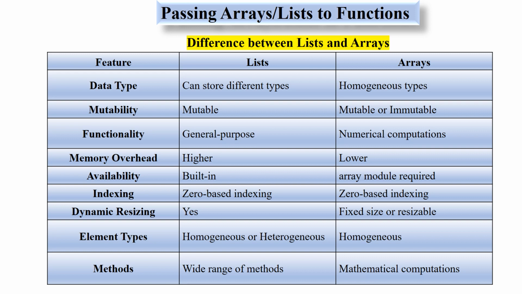Element types. Lists can store elements of different data types, making them heterogeneous, while arrays typically store elements of the same data type, making them homogeneous. Methods. Lists provide a wide range of built-in methods for general-purpose data manipulation, while arrays offer specialized methods for mathematical computations and operations.